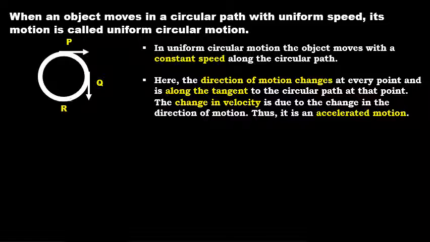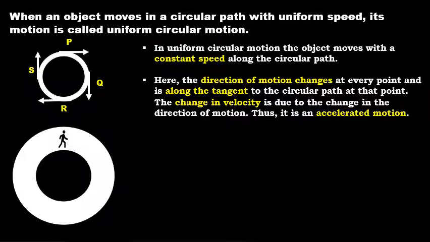Similarly, at some other point R, again we draw a tangent at point R. We get the direction of motion of the object at the given point R when it is moving along this circular path. And similarly, at point S also, we can easily find the direction of motion by drawing the tangent to the circle at point S. That's why we say that the direction of motion is along the tangent to the circular path at any point.